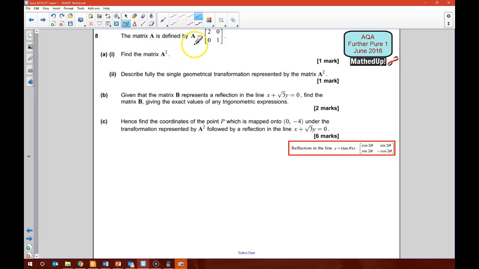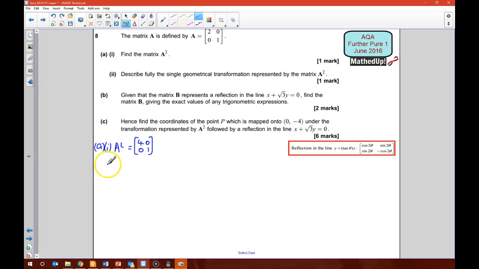Question 8. The matrix A is defined by A is equal to 2, 0, 0, 1. So for the first part, we need to find the matrix A squared. I could work out what 2, 0, 0, 1 multiplied by itself is, but I've recognized that this matrix represents a stretch of factor 2 in the x direction. So if I carried that out twice, which is what A squared is doing, I get a stretch of factor 4 in the x direction. So it's just going to be 4, 0, 0, 1.